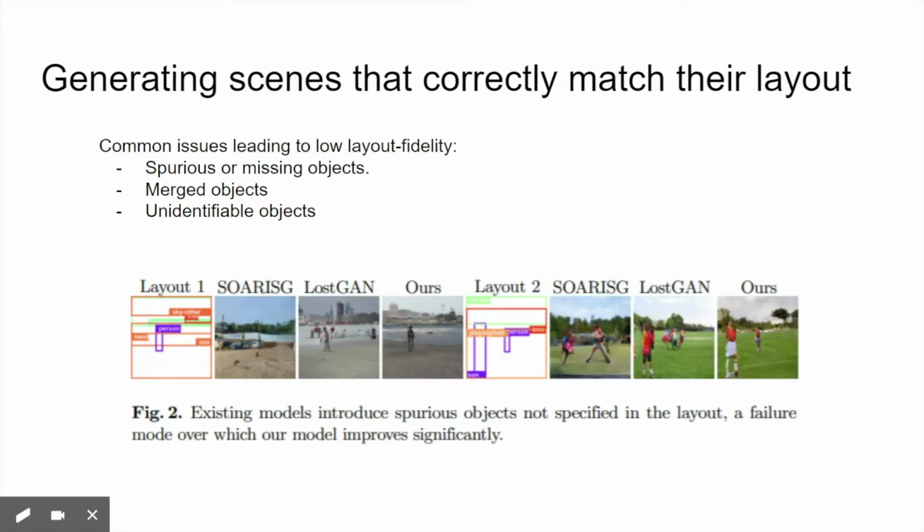Our second motivation was to generate scenes that actually correctly match the layout. To illustrate this, here is another figure taken from the paper. As you can see, the baselines often generate realistic scenes, but scenes that don't actually match the input layout. There are many more people in both cases than there are supposed to be given the layout. These are common issues which lead to what we call low layout fidelity.